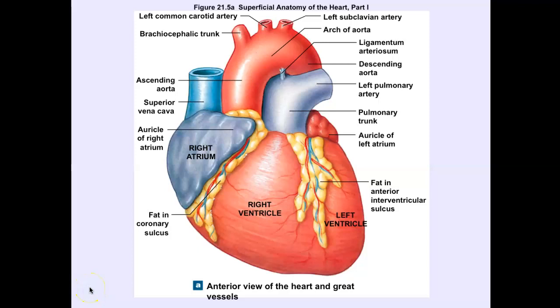Okay, guys, so we're going to start with Roman numeral 3, the heart anatomy, and I organized the lecture on how the blood would come into the heart, circulate through the heart, go to the lungs, back to the heart, and then to the body.